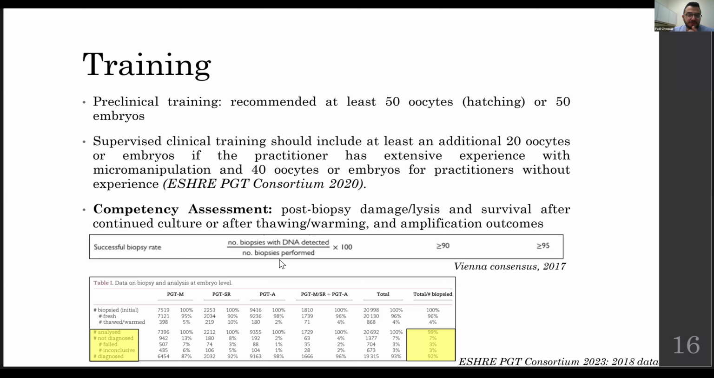I mentioned here two figures. One of them is from the Vienna Consensus, where we have this API, the successful biopsy rate of amplification, which should be more than 90%. You can use it in your practice. And also for other results, other benchmarks, there's no benchmark, but it's recommended to use the data published by the ESHRE PGT Consortium as a benchmark for your training program.